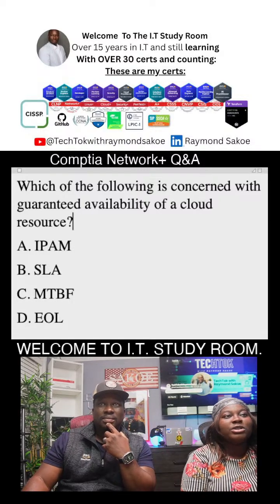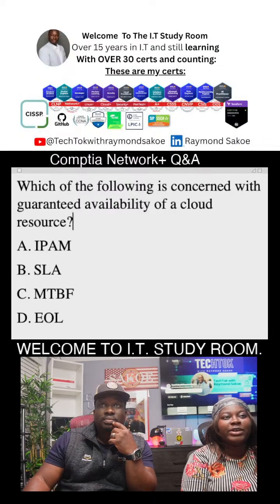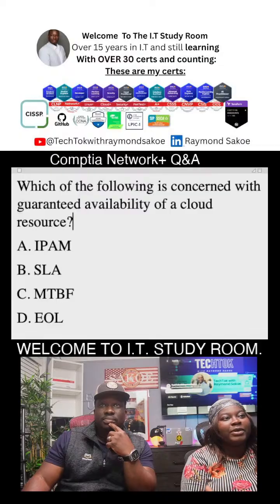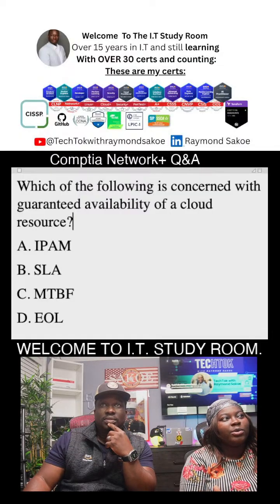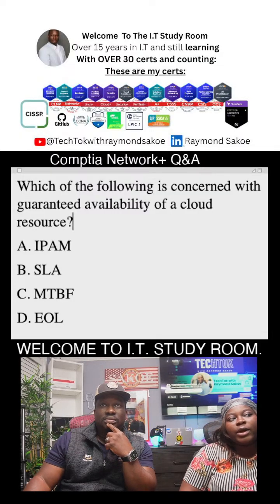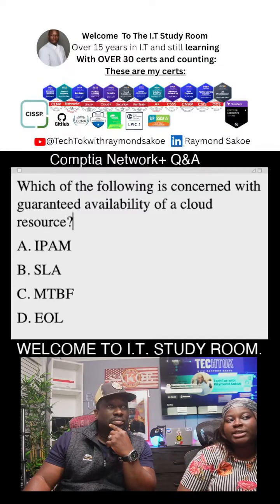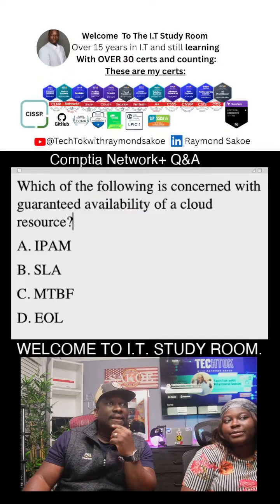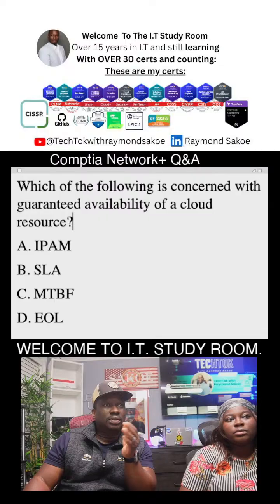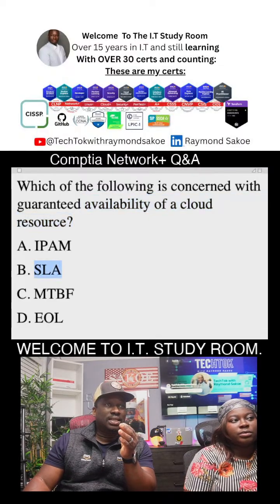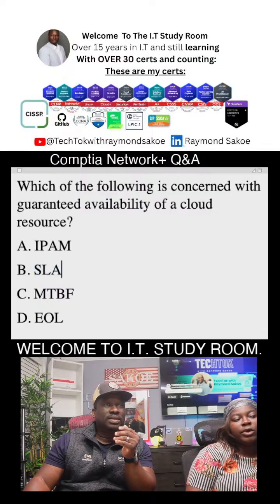Which of the following is concerned with guaranteed availability of a cloud resource? Majority is B, and then one C. So the answer is B. SLA, service level agreement. That would be the answer.